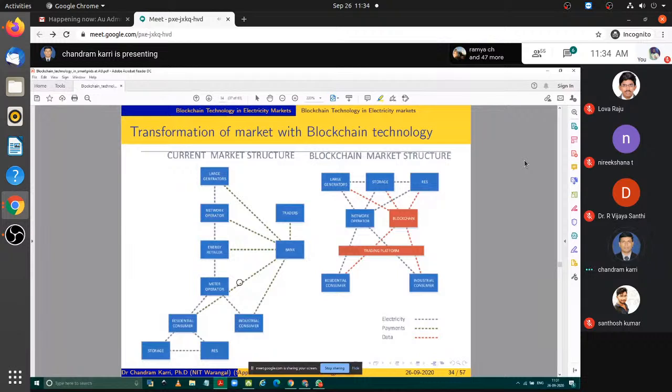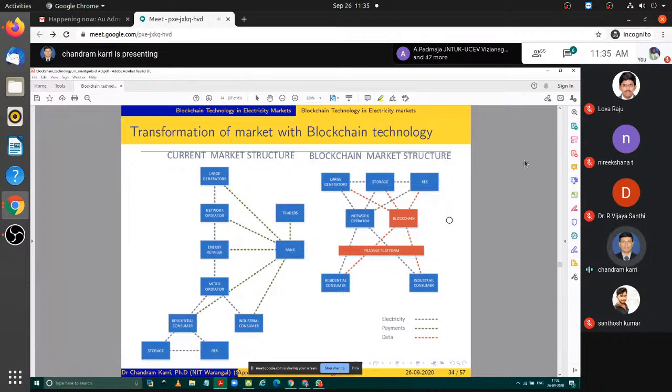One is the wholesale market, which we are looking at currently, and here both generators and consumers, suppliers and consumers, follow certain rules. But when we go for blockchain technology, if you want to replace this with a decentralized market structure with the help of blockchain, it will be like this. There are three parameters: how the electricity is generated, what the data should be and how the data is processed from one entity to another entity, and the third one is payment.